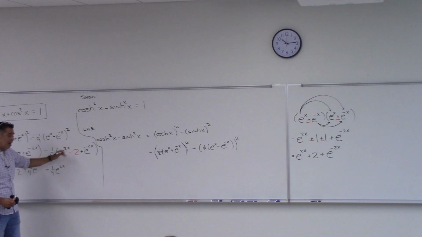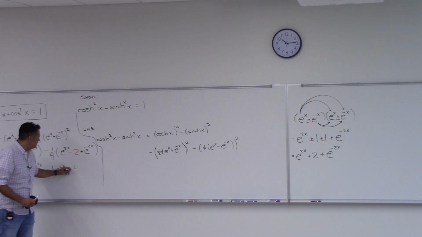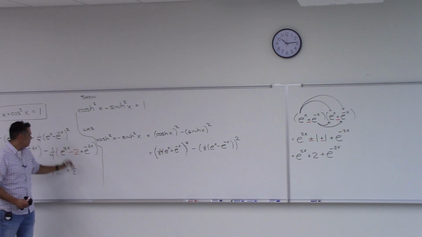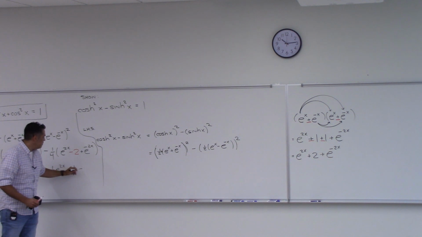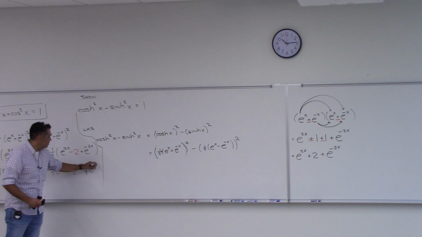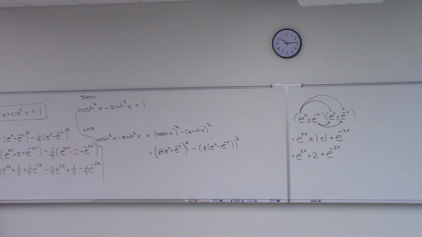Minus and minus is plus. Plus a half, minus, a negative times positive is negative, minus 1/4 e to the negative 2x. That's just distribution through, right?